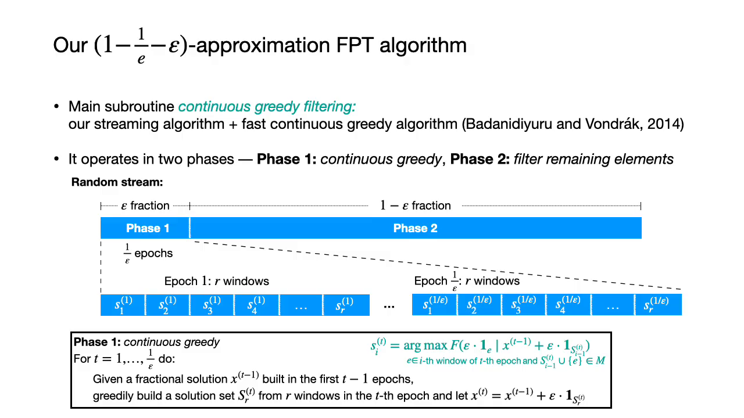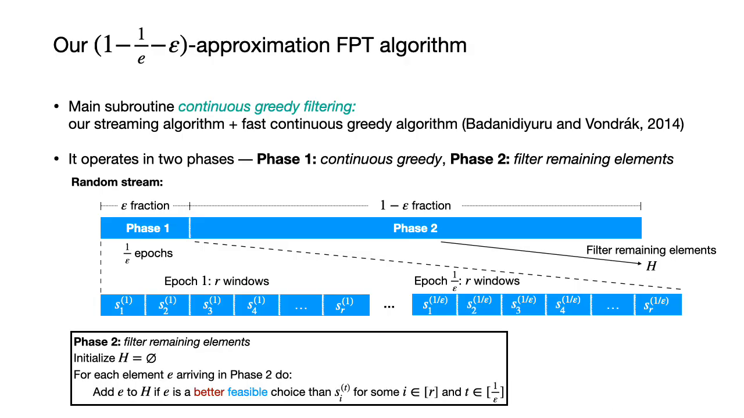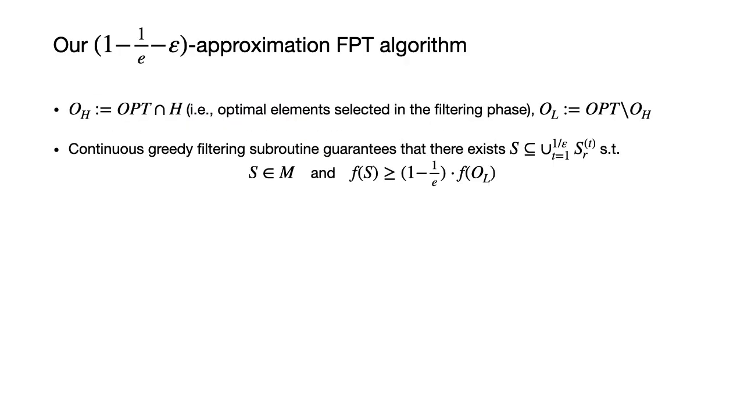called the multilinear extension. In the second phase, we use the fractional solution constructed in the first phase to filter the remaining elements. As before, we let H store the elements that pass the filter. Specifically, for each element e arriving in the second phase, we add the element e to H if element e is a better feasible choice than some element picked in some window of a certain epoch. Let me skip the details and describe what this subroutine actually achieves.